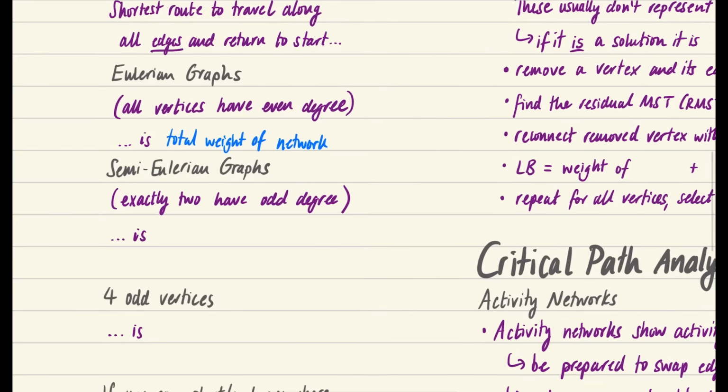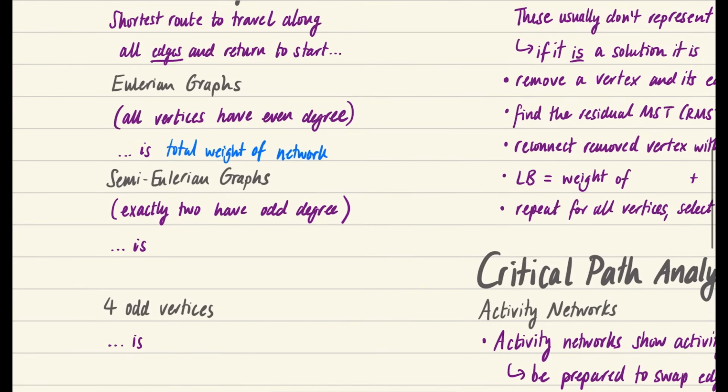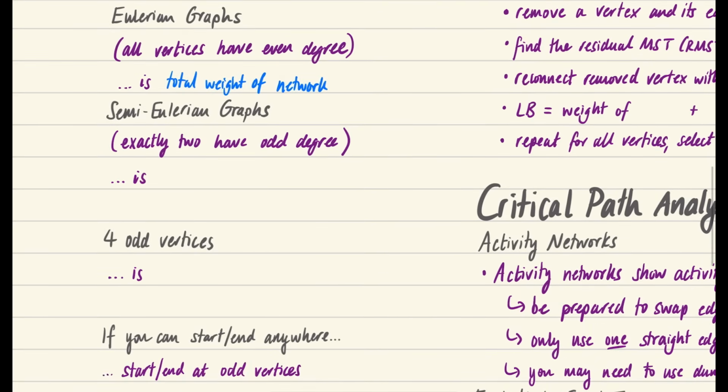Now, if you have a semi-Eulerian graph where exactly two of the vertices have an odd degree, the shortest route is going to be the total weight plus the shortest distance between those odd vertices. So it is going to be the total weight plus the shortest distance between the odd vertices.